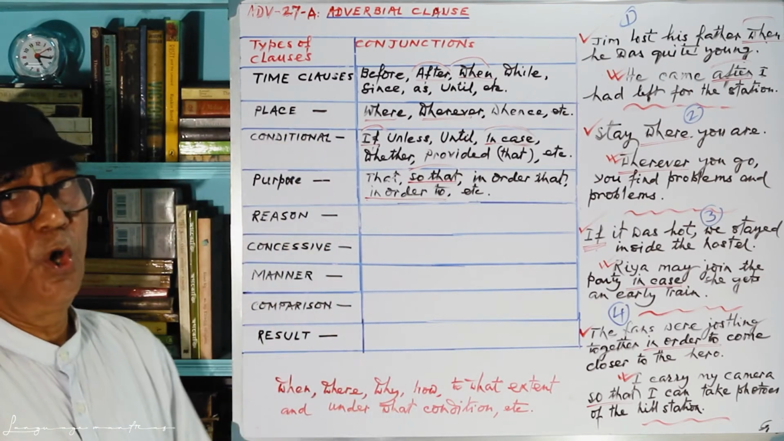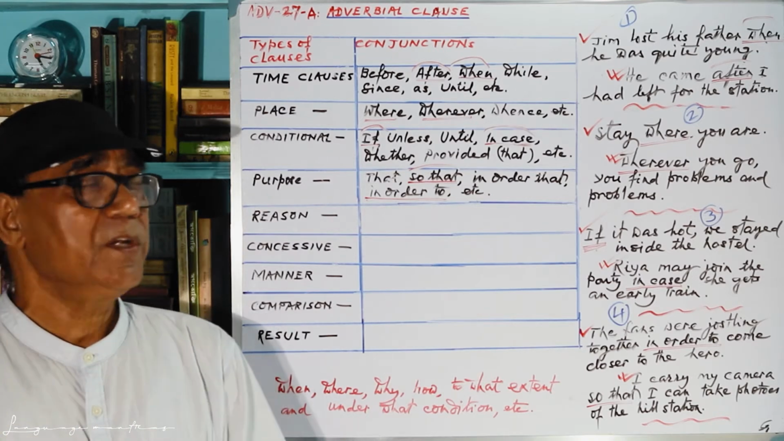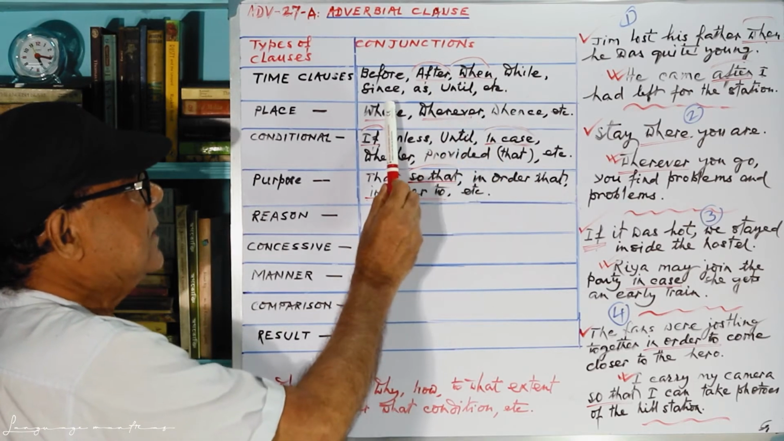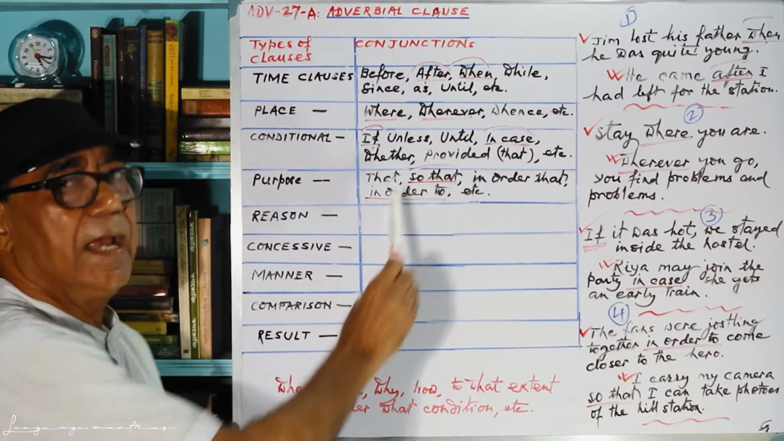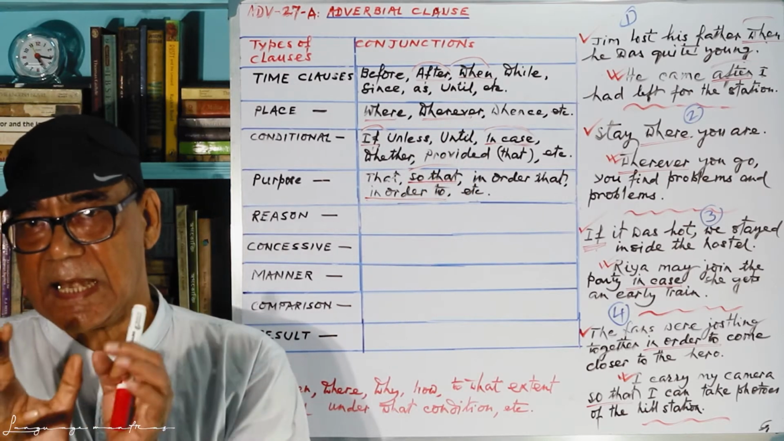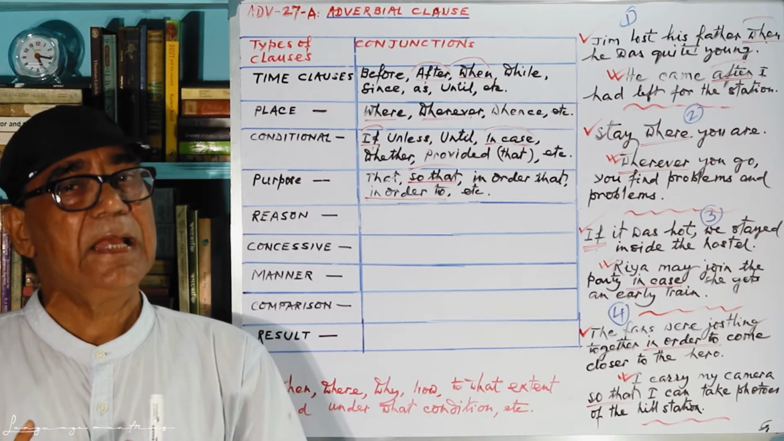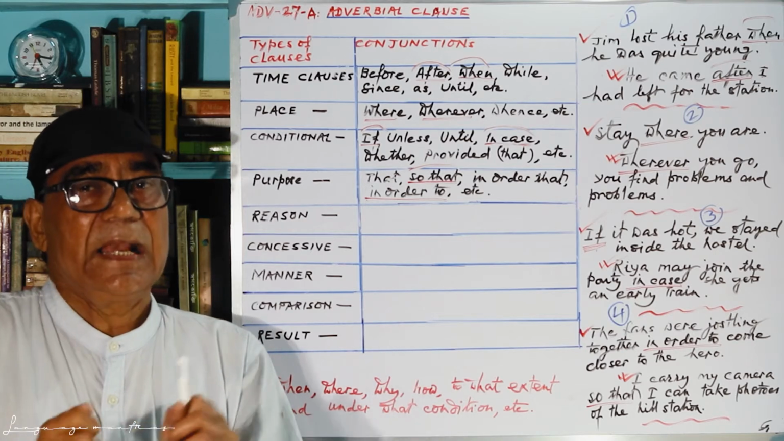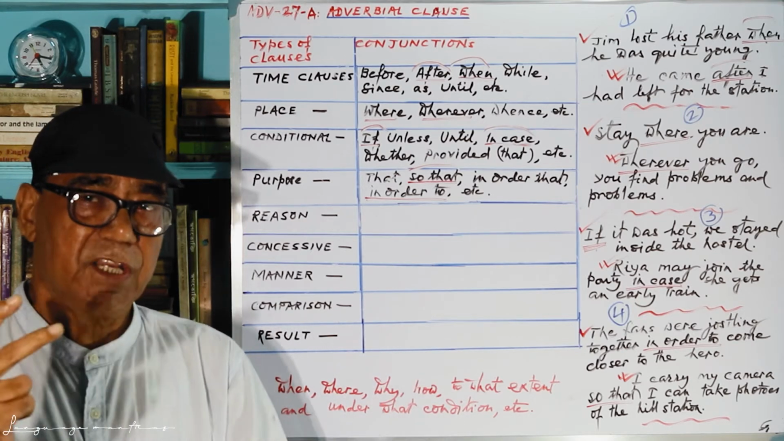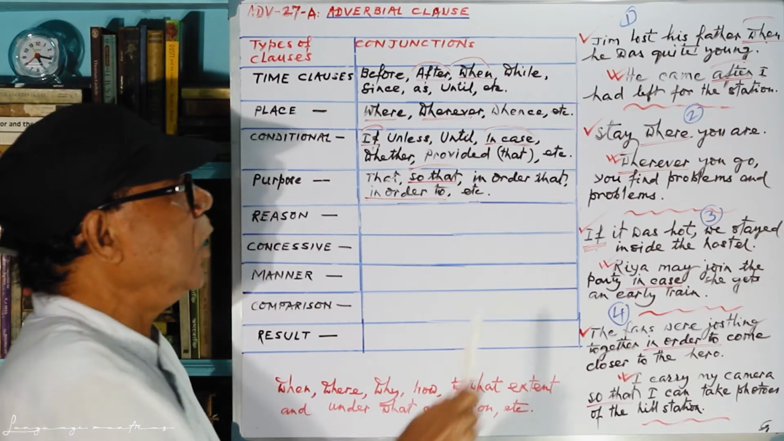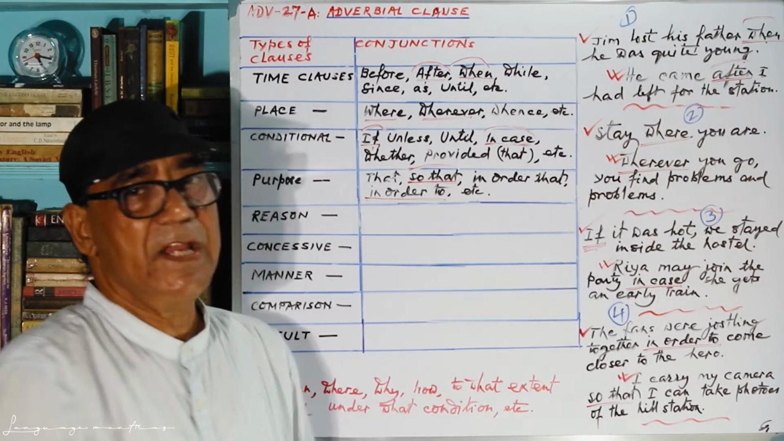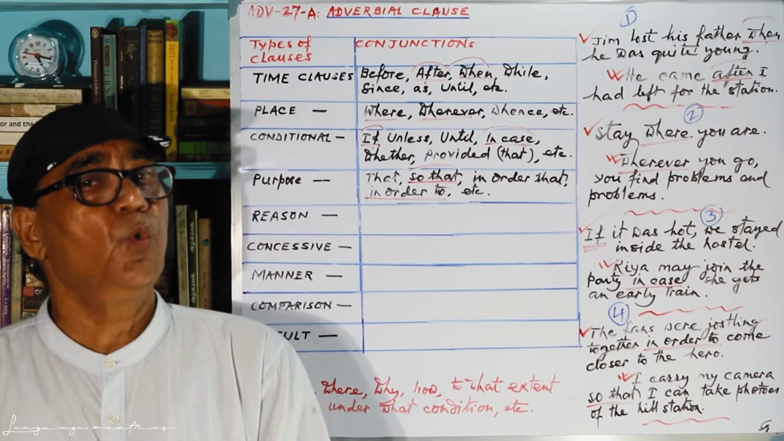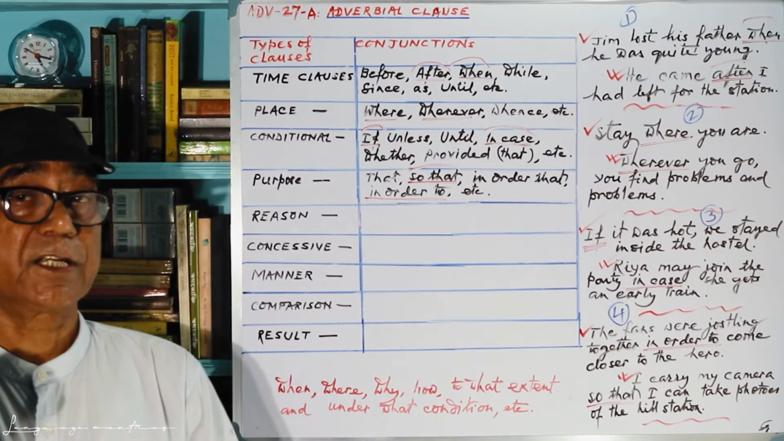Now, time clause. Whenever it's a question of time clause, you must come across such words like before, after, when, while, since, as, until, etc. Actually, these are adverbial words working as conjunctions. They're joining two parts. One is the principal clause and other is the subordinate clause. Let's take two examples. Jim lost his father when he was quite young. Jim lost his father is the principal clause, and when he was quite young is the subordinate clause.